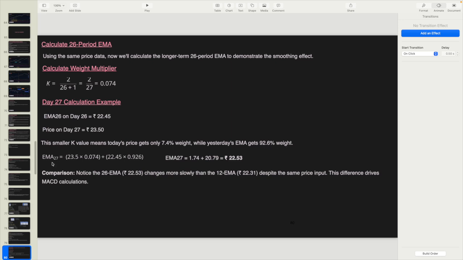This is common sense. So EMA 27 is equal to today's price. Today's price is what? On day 27, that is the latest day, it is 23.5 into K. What is the value of K? 0.074, plus 22.45 into 0.926. So where is this 22.45? That is yesterday's EMA. We have plugged in the values to get the next value of EMA, which is 22.53.